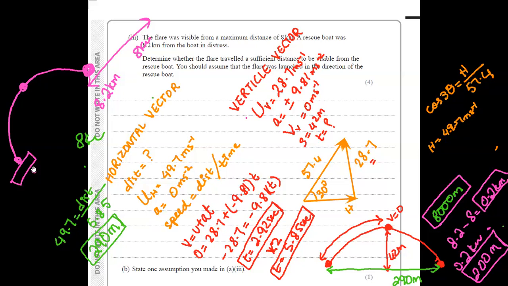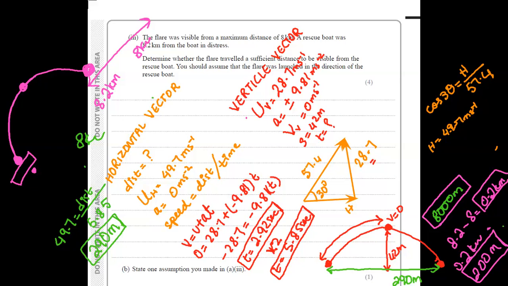So that rescue boat was 8.2 kilometers away. At any point in its entire journey, could the flare have been observed by the boat? That's exactly what they were asking. The boat is 8.2 kilometers away and the maximum distance is 8 kilometers. So at any point at all, is that flare going to be within 8 kilometers of our boat? That's exactly what we had to discover.